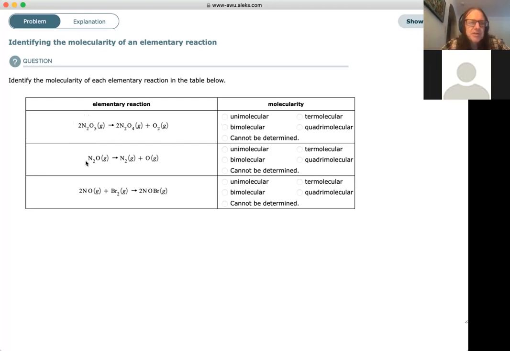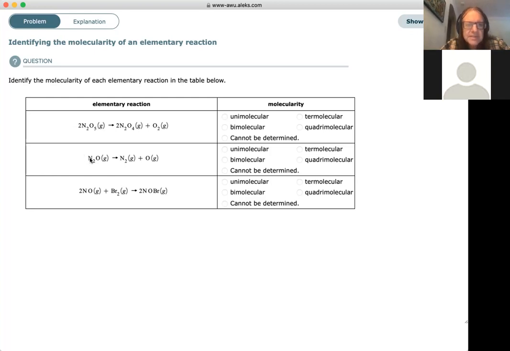Let's look at the second one. This is saying that at the simplest level, 1 molecule of N2O is breaking up into 2 molecules, N2 and O. It's actually a molecule and an atom, but we often call them molecules, even if they're just individual atoms, so that we don't have to say molecules and atoms every time. One molecule, right?